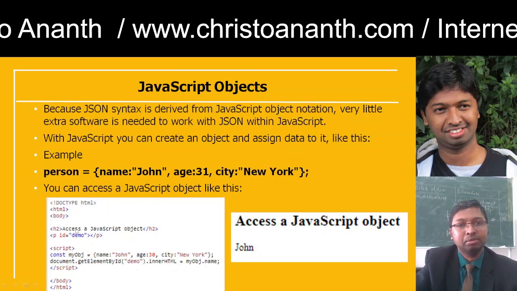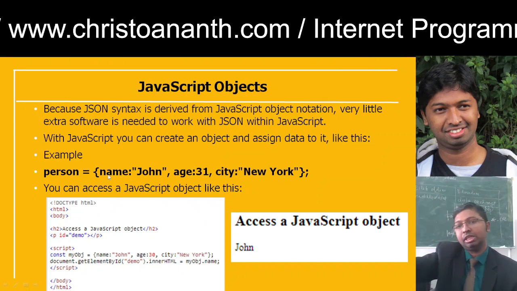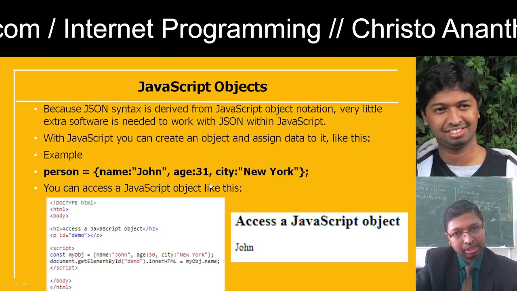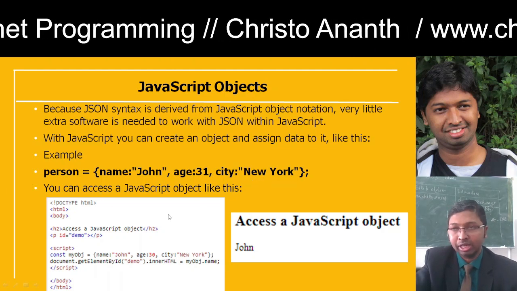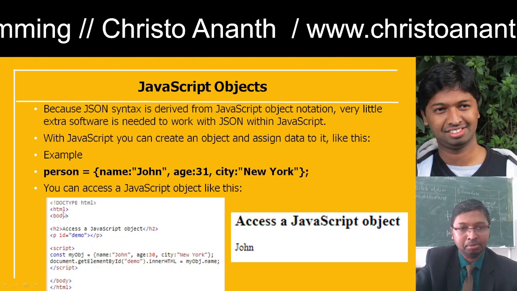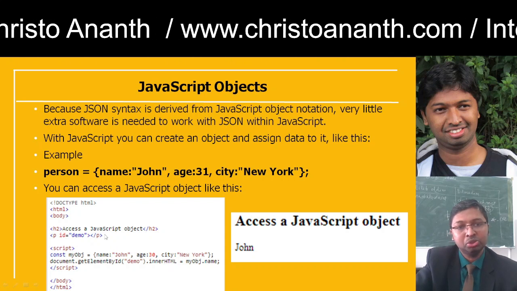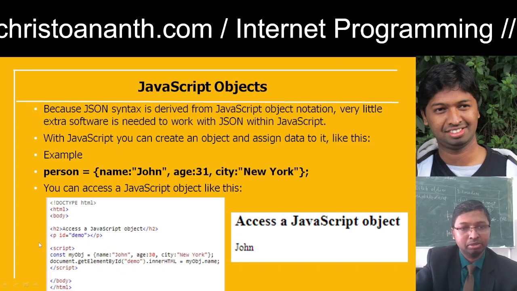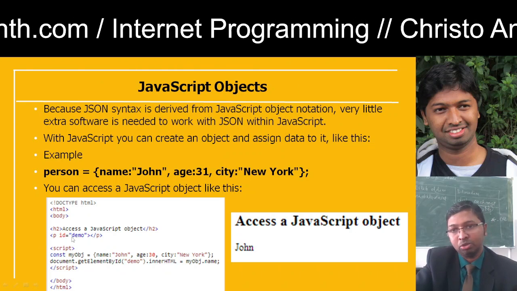And this is a JavaScript object like person, which you can have in a single line: name John, comma, age 31, comma, city New York. So you can access it like this: document, doctype HTML, body, h2 second level heading, access a JavaScript object. That is how it displays. A paragraph with ID demo.